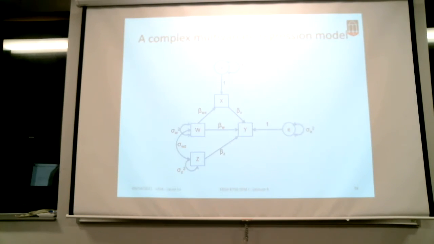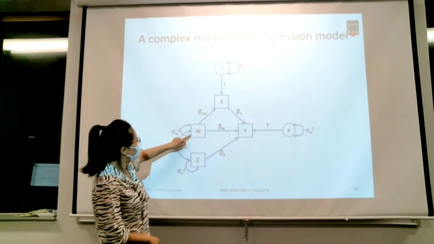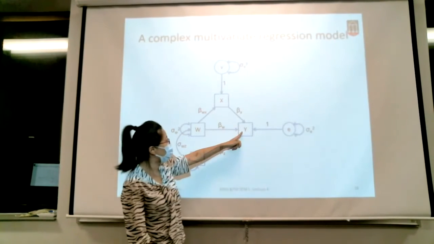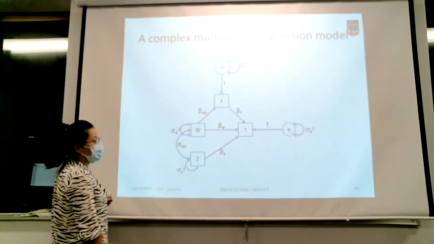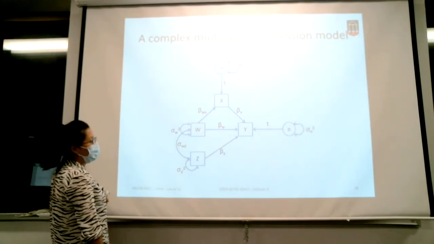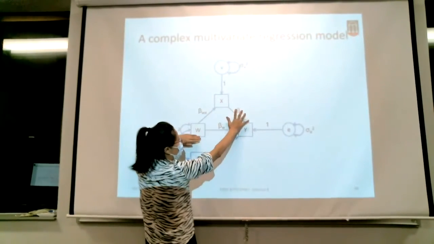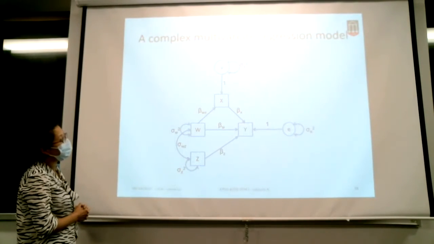And this is another, more complex multivariate regression. We have W here, we have Z here, and W causes X, X causes Y, and W also causes Y, and Z causes Y. And Y also has the measurement error, the residual part here. It's like a multiple regression, but here there is also mediation. This is a combination of the mediation and the multiple regression.